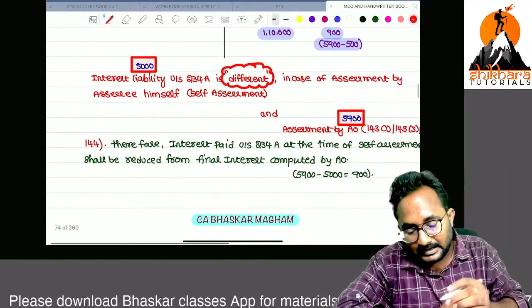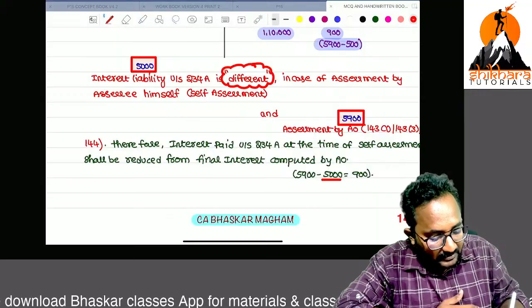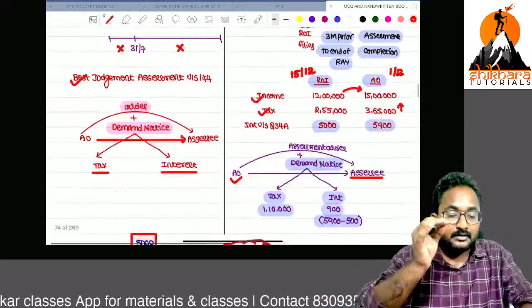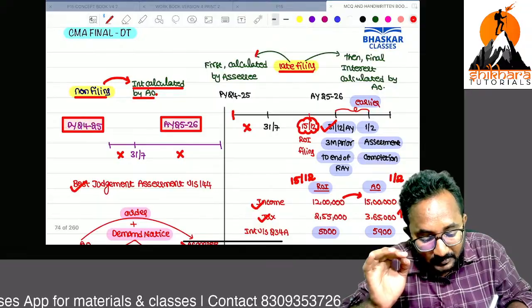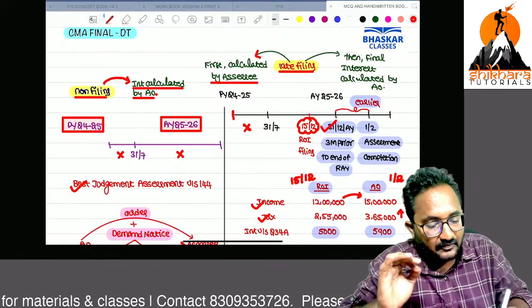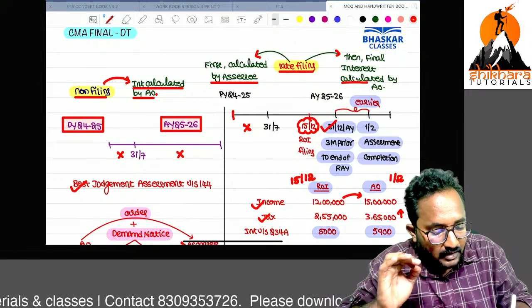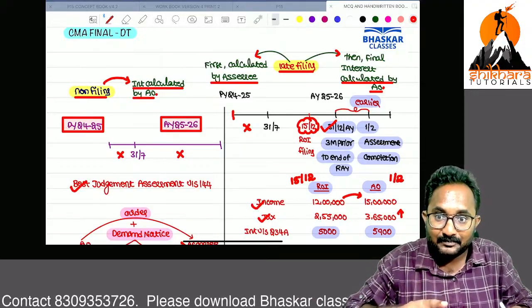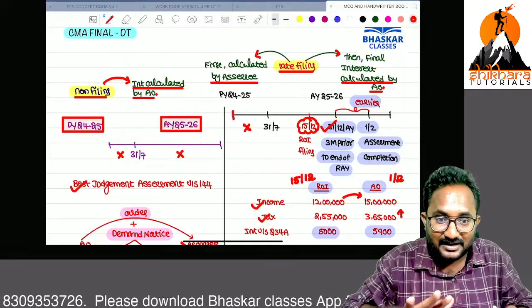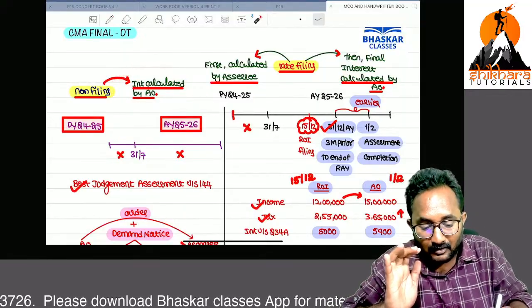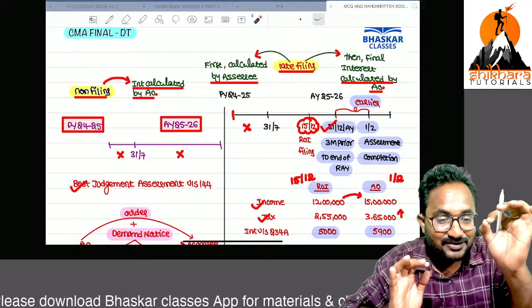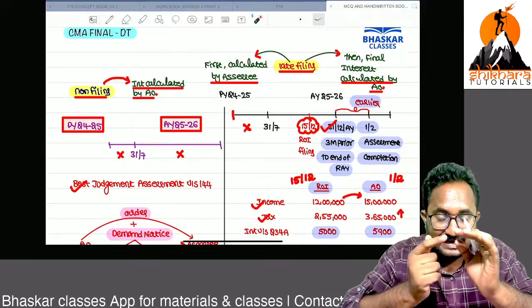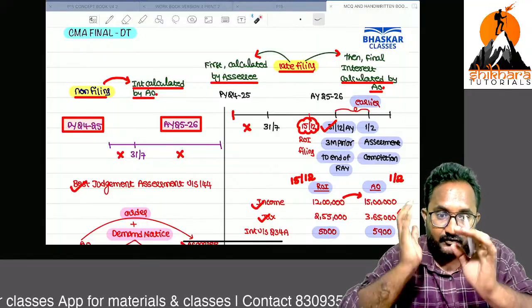So whatever that amount you paid earlier, that can be adjusted from the final interest computed by whom? AO. Now, in case of late filing, first this should be calculated by the assessee. Then after, it can be recomputed by whom? AO. Finally, that can be recomputed by AO. Yes, in your exam, in case of 234A, whether it is a late filing or non-filing, always you have to check.